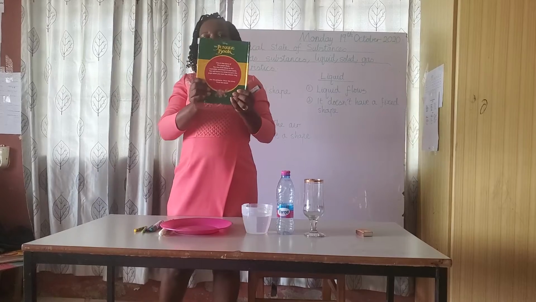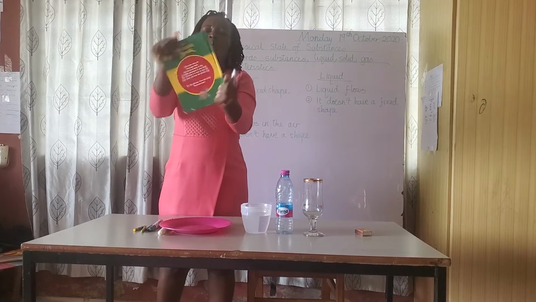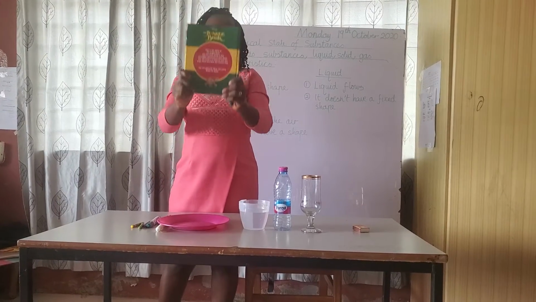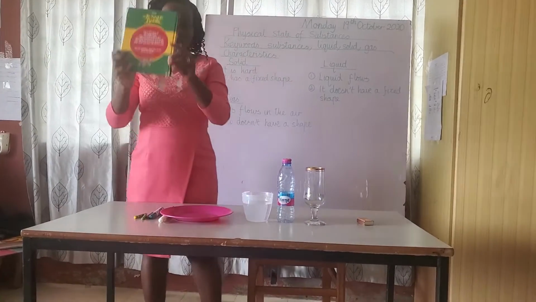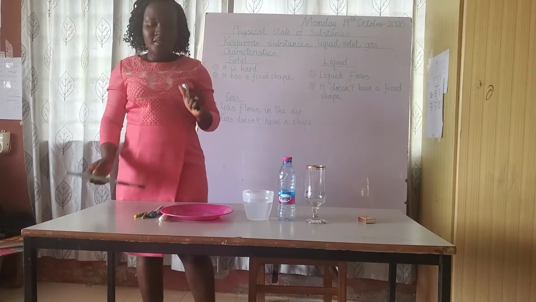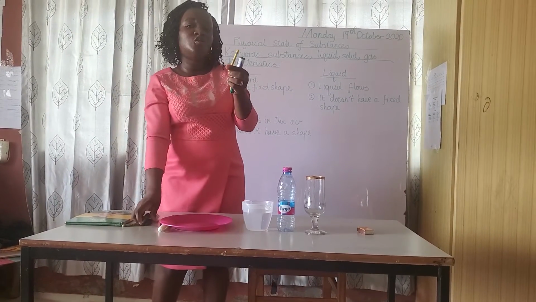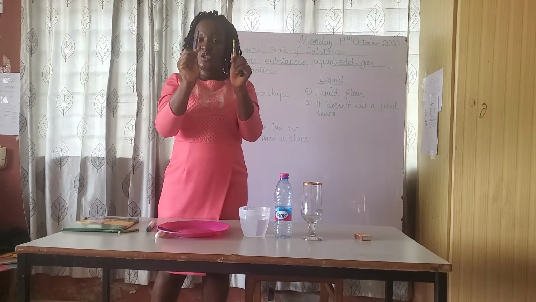Now this storybook, can I change the shape? Can I mold it into something different? No, the shape is the same. It has a fixed shape. So a book is an example of a solid substance. These are crayons. These are also solid substances. They are hard and they have a fixed shape.